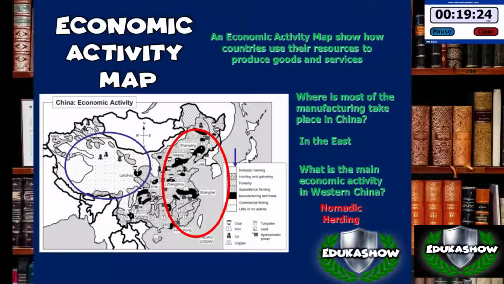And over there, of course, in this map, you do have a legend. And if you see the legend, you're going to find that in the east is where most of the manufacturing of China takes place. And the main economic activity of Western China is, of course, herding. Look at those maps and just draw your own conclusions. Very simple, very easy. So take into account and write it down: an economic activity map shows how countries use their resources to produce goods and services. Take notes.